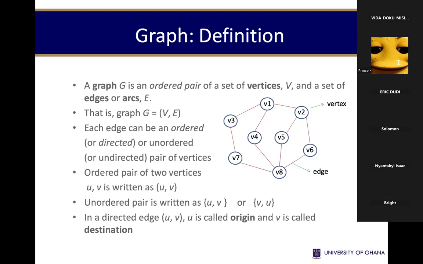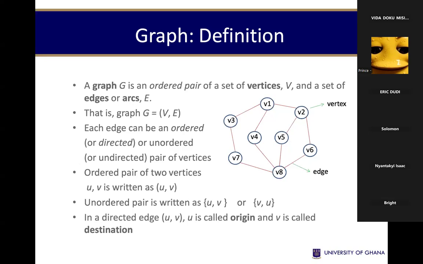Now, a graph, as I mentioned, is basically an ordered pair of a set of vertices V and a set of edges E. Sometimes we can also refer to it as a set of what? Arcs. So that's another thing we need to take note of.